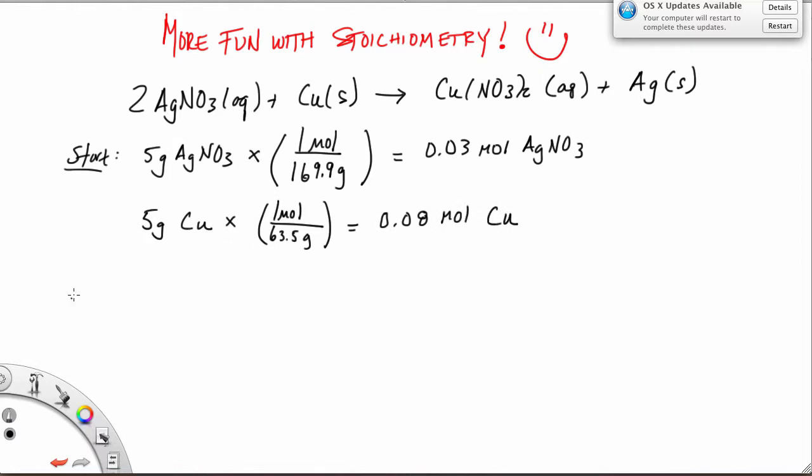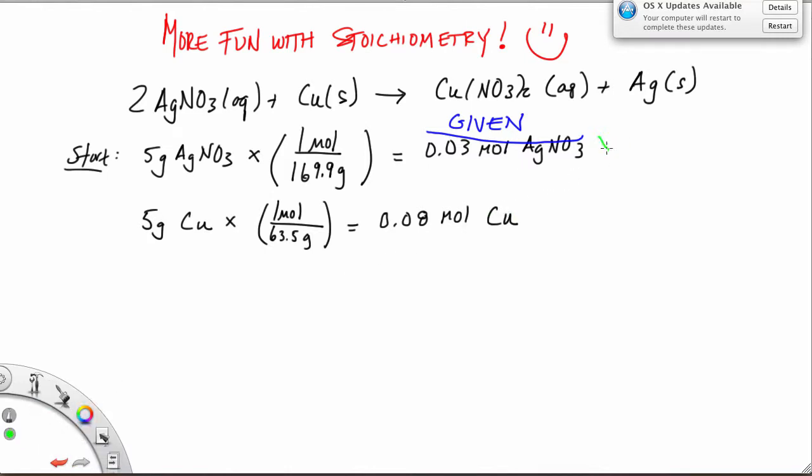Now, what is important to understand is that these are still my given quantities. Whoops, I wanted that to be a straight line. Sorry about that. These are my given quantities of silver nitrate and copper. All I did was convert to moles. I'm only halfway through the process of identifying the limiting reagent. All right, so my next step will be identifying that limiting reagent, and I'll do that in green.